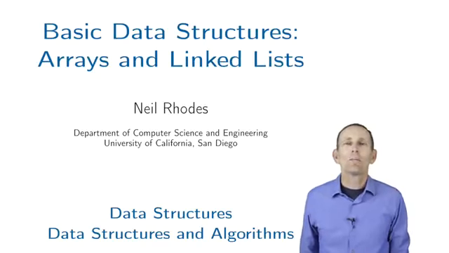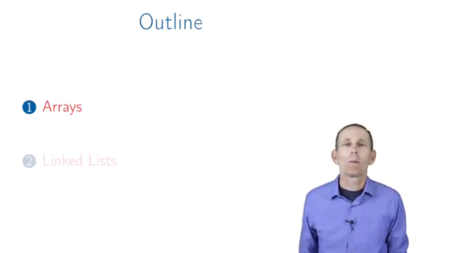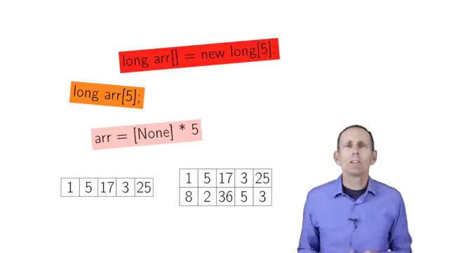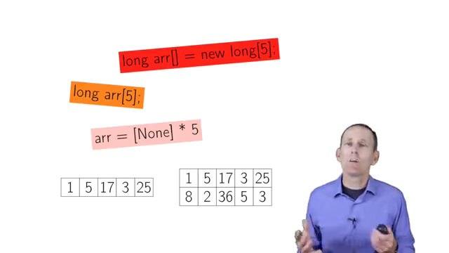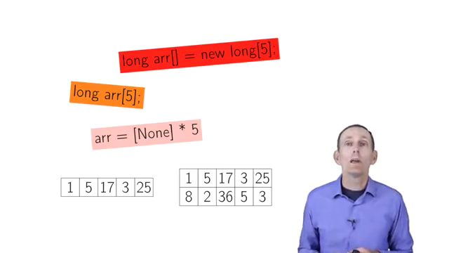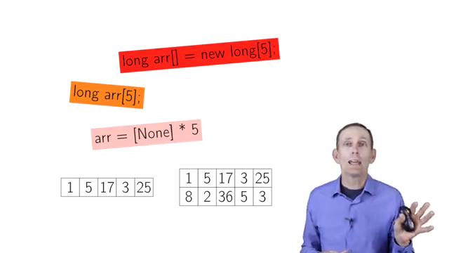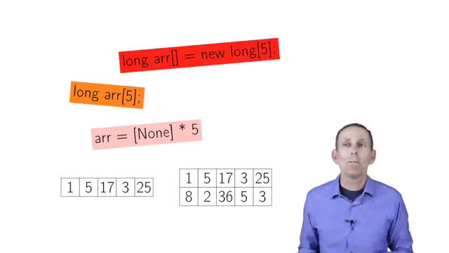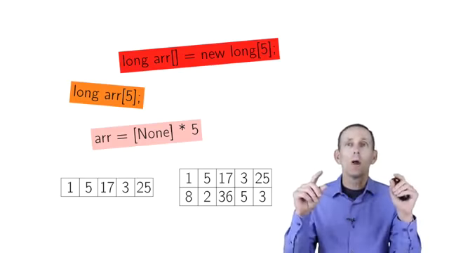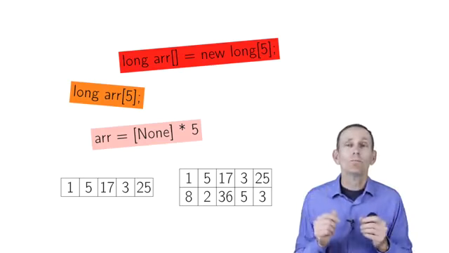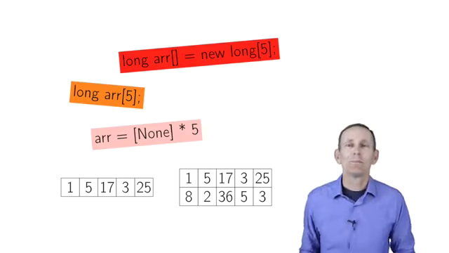So in this lecture, we're talking about arrays and linked lists. In this video, we're going to talk about arrays. So here's some examples of declarations of arrays in a couple of different languages, along with the one-dimensional array laid out with 5 elements in it, and then a two-dimensional array with 2 rows and 5 columns.